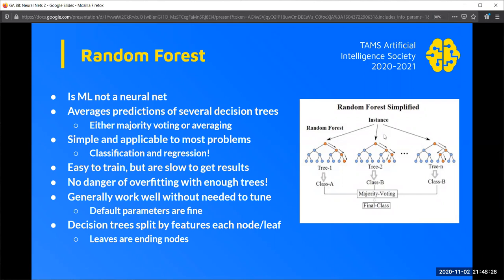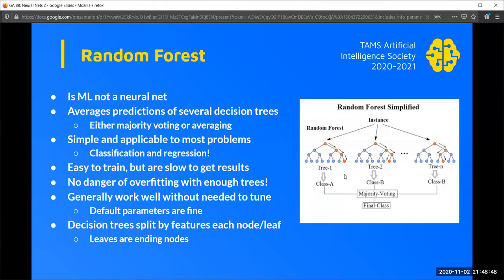Anyways, so you either decide it by majority voting or averaging. And what I mean by that, okay, look at the picture to the right. So you have a random forest. All of these are decision trees, right? So you have your input or your data, shove it into all of those trees. So each one of those decision trees will calculate an output, right?